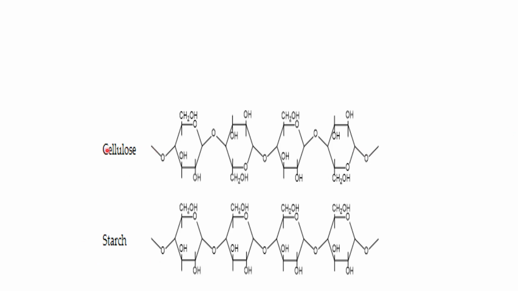Cellulose is present inside the plants and human beings are unable to digest it. And starch is also present inside the plants, but human beings are able to digest it. The type of bond formation here is different, but still they're both made up of glucose monosaccharides combined together and forming a long chain.